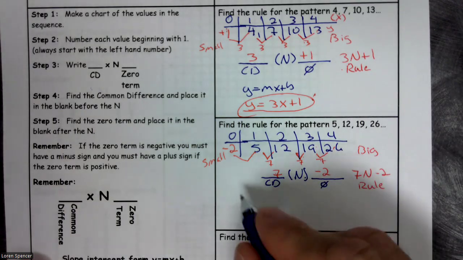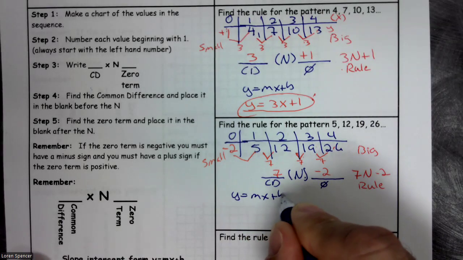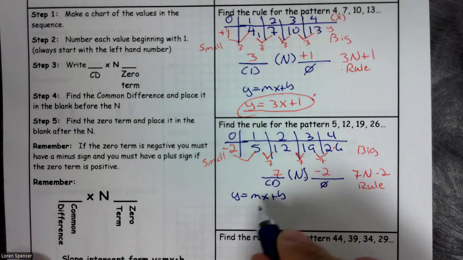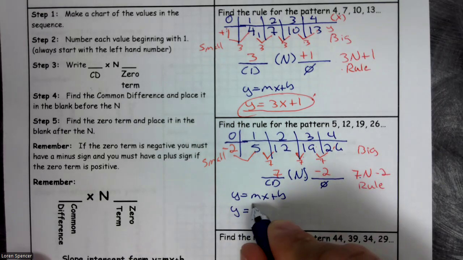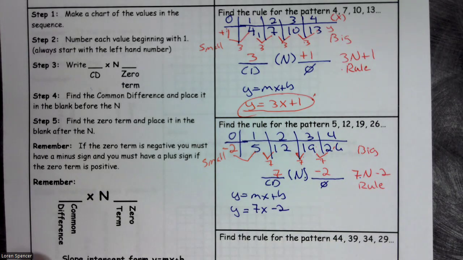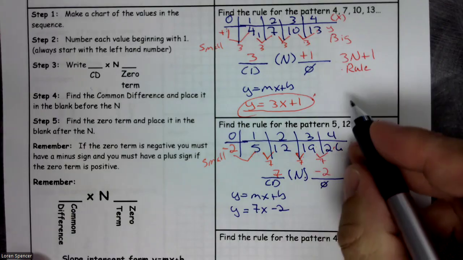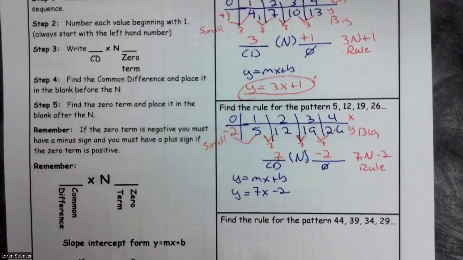Writing it into slope-intercept form, or y equals mx plus b form, this is going to be y equals 7x minus 2. Now, please don't forget, these are my x's, these are my y's.